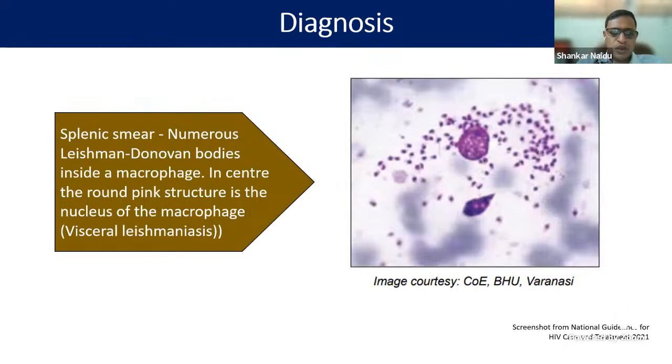So this is an image showing the LD bodies, that is Leishman-Donovan bodies. These are nothing but the presence of intracellular, intracytoplasmic amastigote forms within the macrophages. So this is called an LD body, and once we demonstrate this LD body either in the bone marrow or the splenic aspirate, it gives a confirmation about the presence of Leishmania infection.